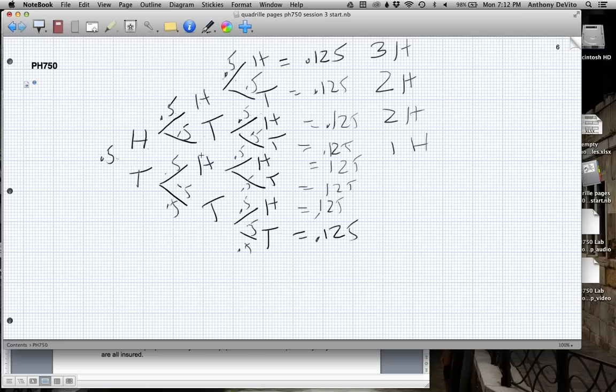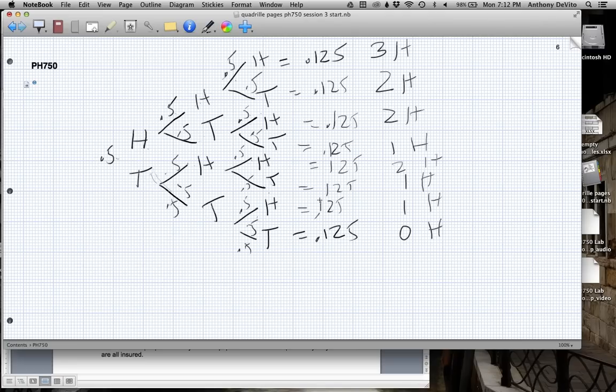When you draw this at home a little bit more carefully, it'd be easier for you to see. Okay, well, let's go down here. Tails, tails, tails. That's going to be 0 heads. Tails, tails, heads, going to be 1 head. Tails, heads, tails is going to be 1 head. And tails, heads, heads is going to be 2 heads again.